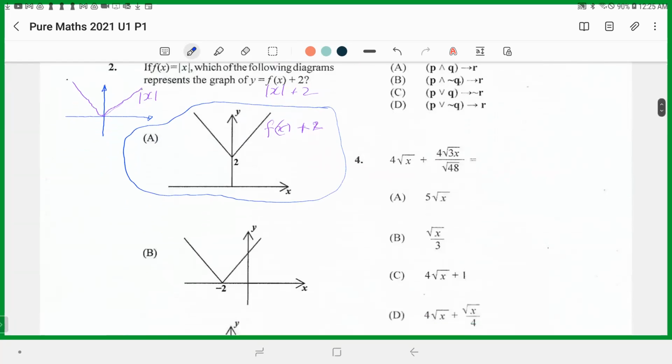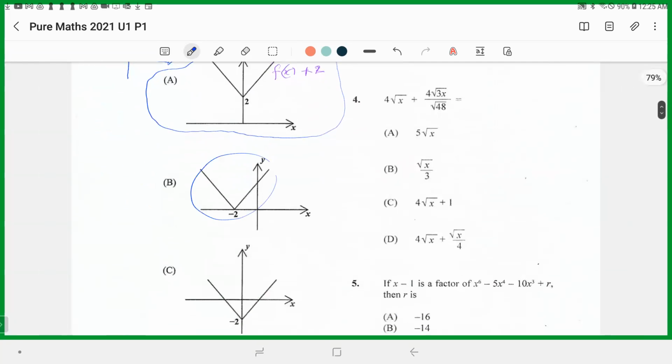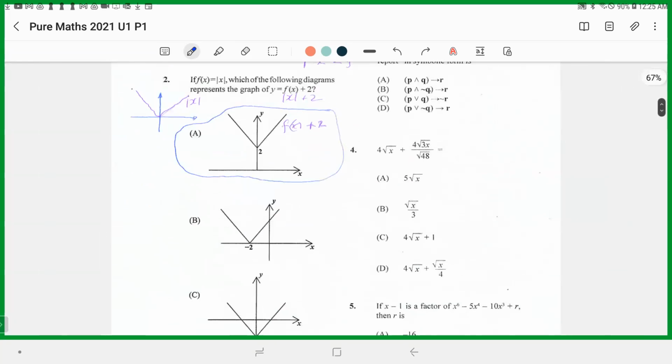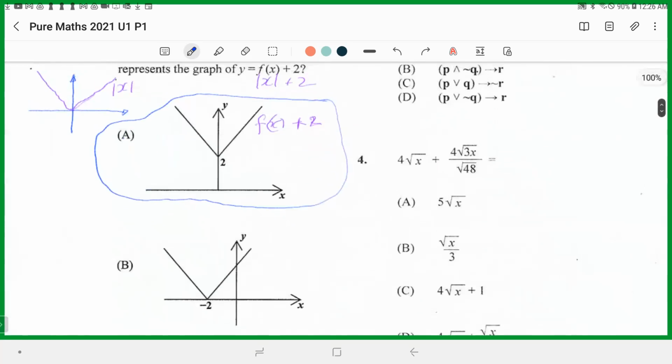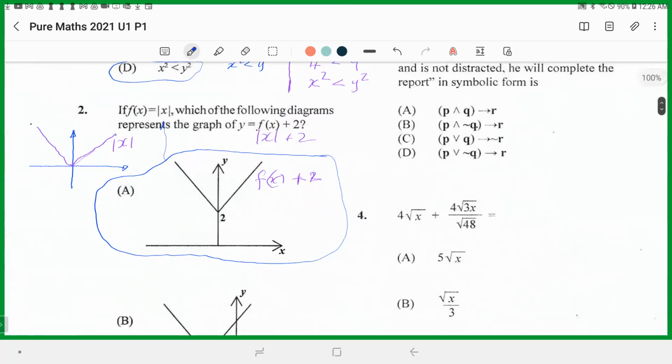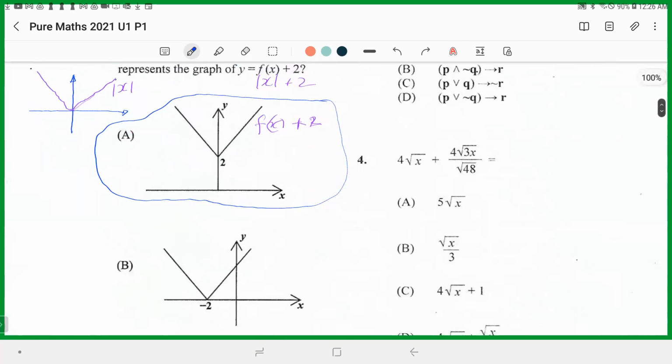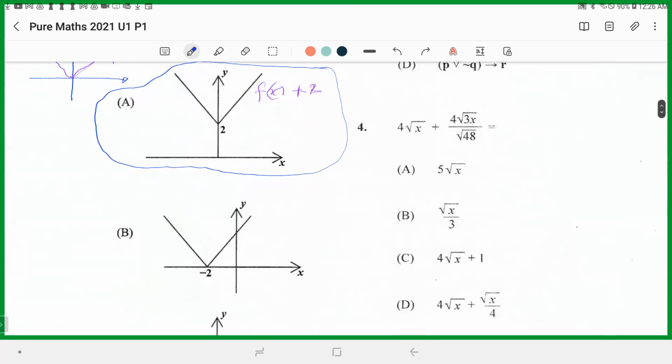But let's see what each of them is. See, this one is basically you take this graph and you shift it to the left. The fun thing about it is that when you shift it to the left, the x value in here becomes x -2. No, it becomes x +2. So this is the graph for the modulus of x +2.